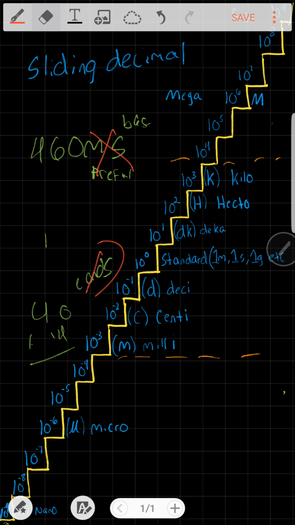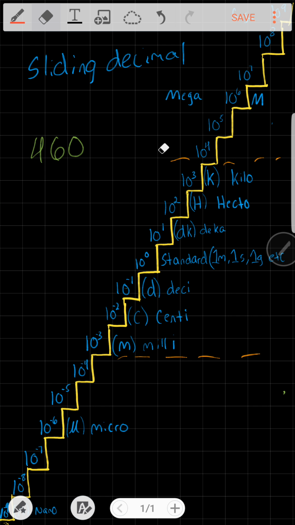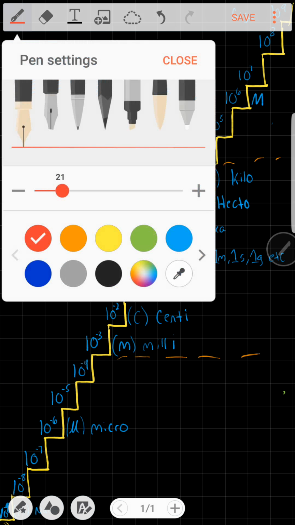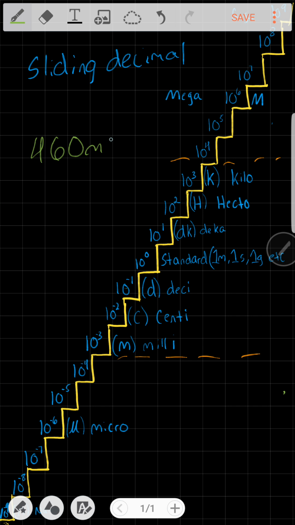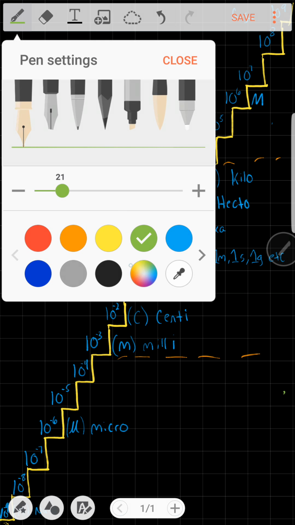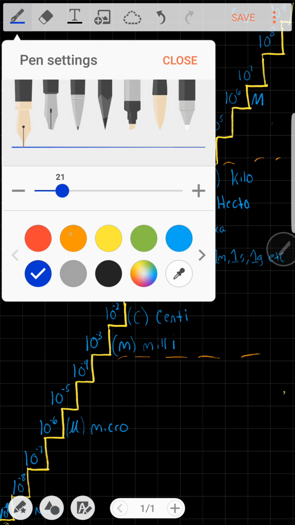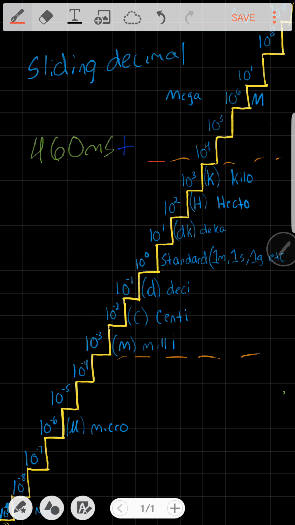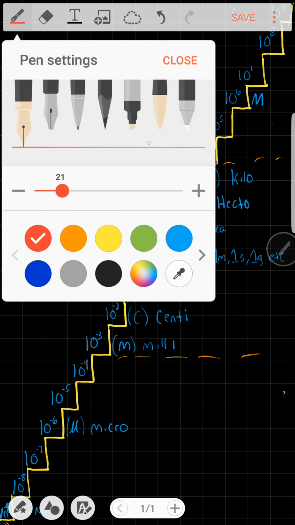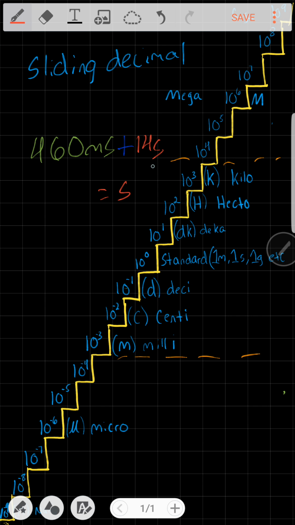So let's get to it. The numbers that we have in mind, I'm going to add over here: 460 milliseconds plus 14 seconds. And I want my answer to be in seconds. So am I going to change my seconds over here? No, I'm not.